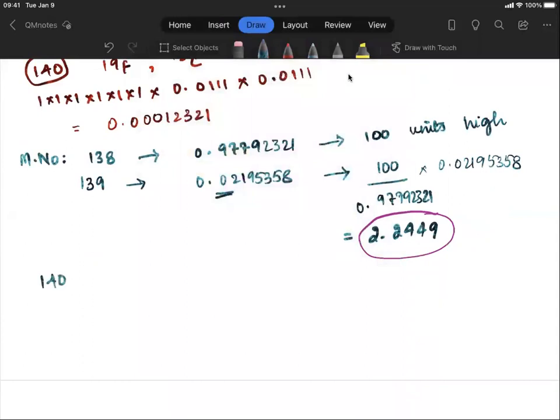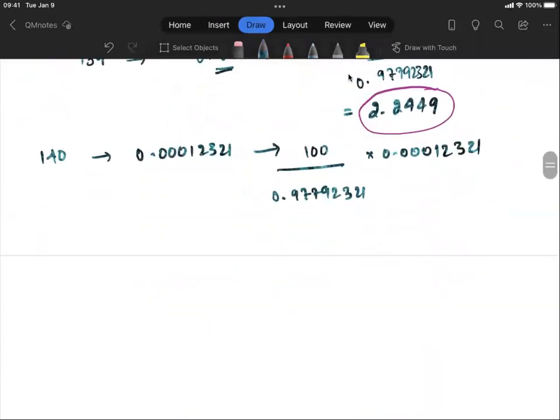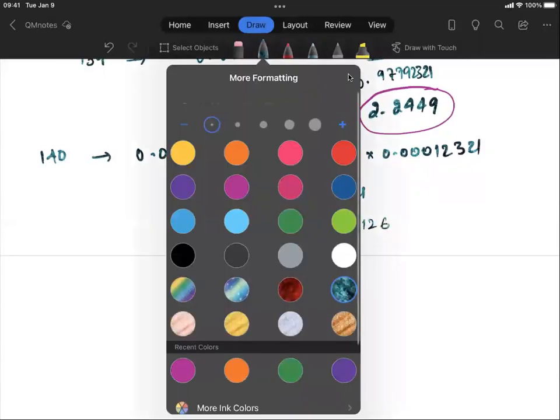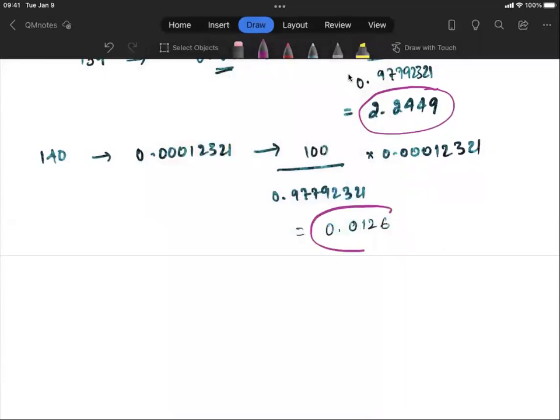If you have a mass of 140 units, the probability is this, and the height is going to be 100 over 0.977923321 times 0.000123321. So the height of this is going to be 0.0126. So this is going to be the height.